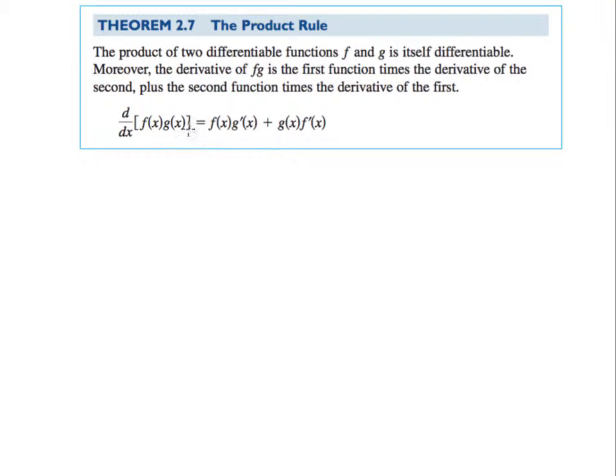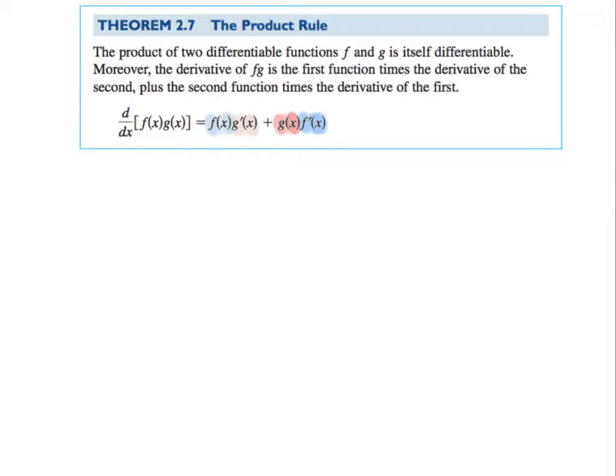A product rule is if you have two differentiable functions multiplied together, such as f of x times g of x. To find the derivative of this, you take the first function, just like it's written, times the derivative of the second function, plus the second function, times the derivative of the first function.